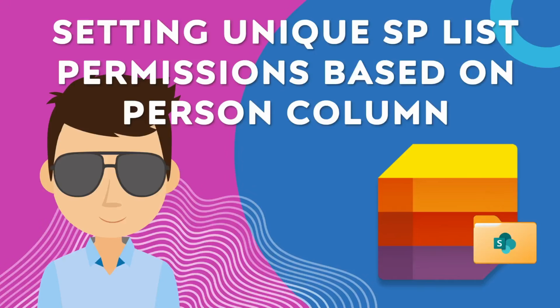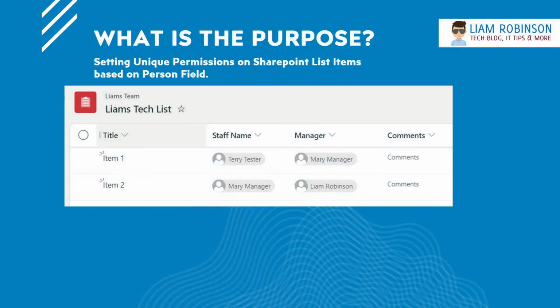Hi everyone, in this tutorial I'm going to show you how you can set unique SharePoint list permissions based on the person or group column in a SharePoint list. By default, SharePoint lists only allow you to set the permissions based on the entire list, but for certain use cases like Power Apps you may wish to have individual permissions set for each item within your list.